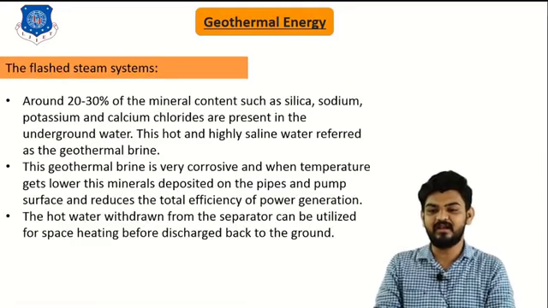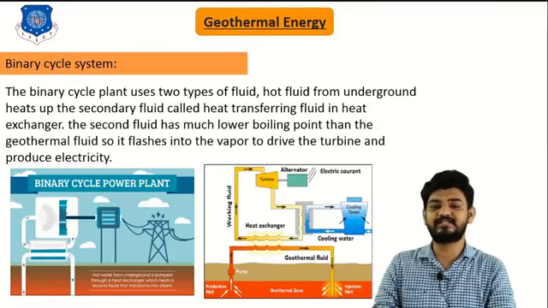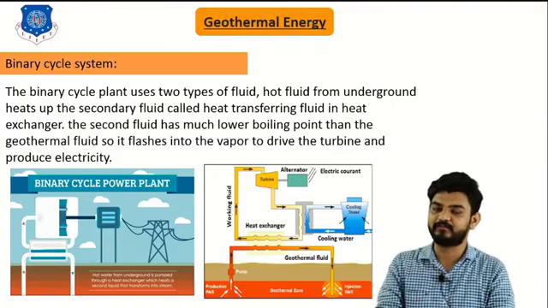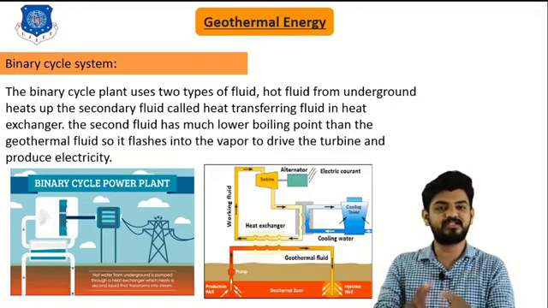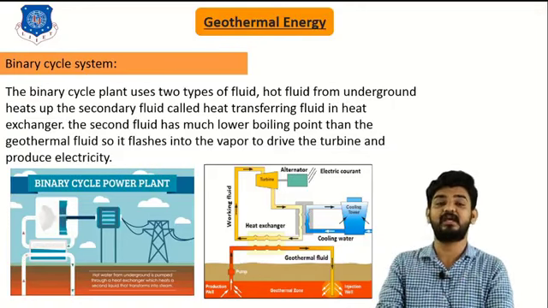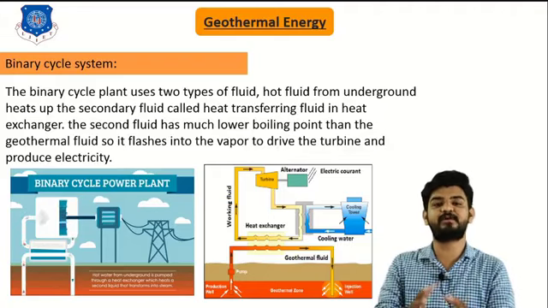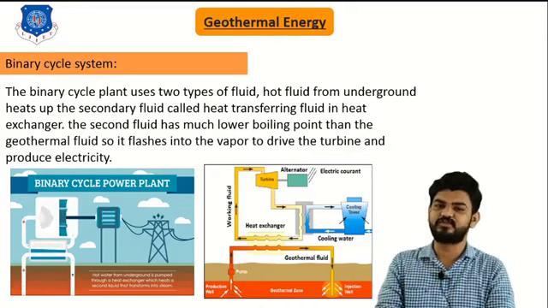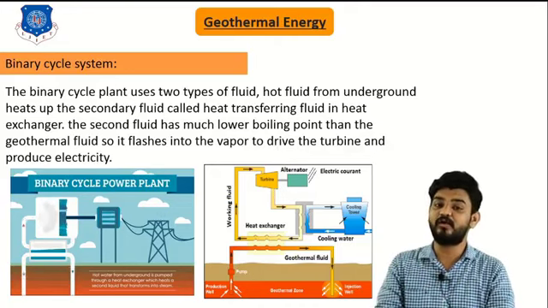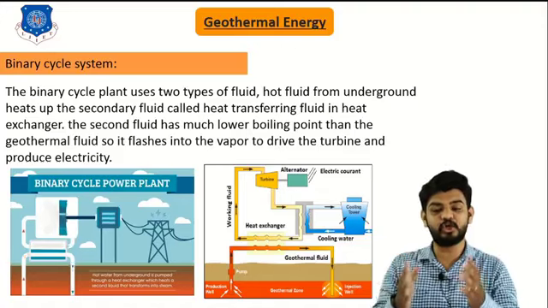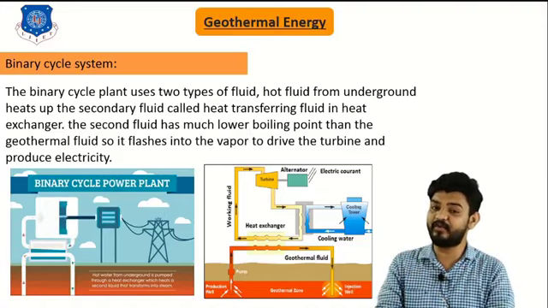As you can see in this animation, the binary cycle system utilizes two different working fluids. One is, of course, the hot geothermal fluid, and the other is the heat transferring fluid, which essentially has a lower boiling point so that we can convert it into vapor state. This secondary fluid needs to be volatile in nature so that we can easily convert it into vapor state. The secondary fluid has a much lower boiling point than the geothermal fluid, so it flashes into vapor and drives the generator.